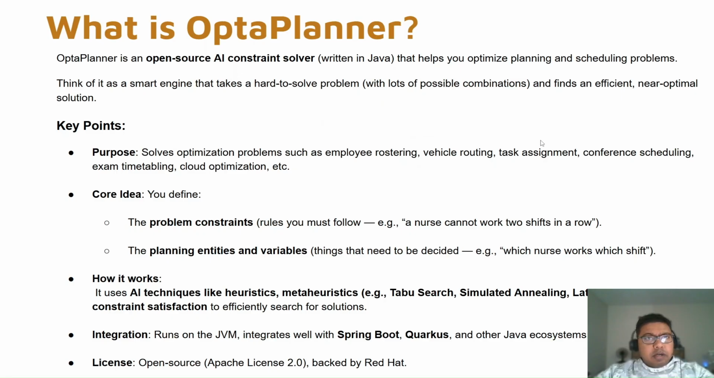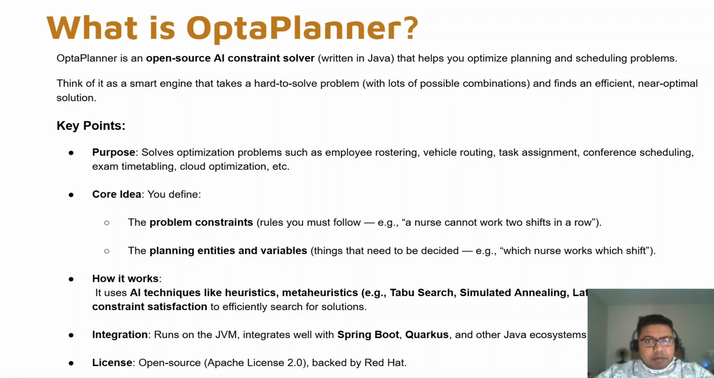What is OptaPlanner? OptaPlanner is an open source AI constraint solver written in Java that helps you optimize planning and scheduling problems. Think of it as a smart engine that takes hard to solve problems and finds an efficient near optimal solution. Key points: purpose: solves optimization problems such as employee rostering, vehicle routing, task assignment, conference scheduling, exam timetabling, cloud optimization, etc.